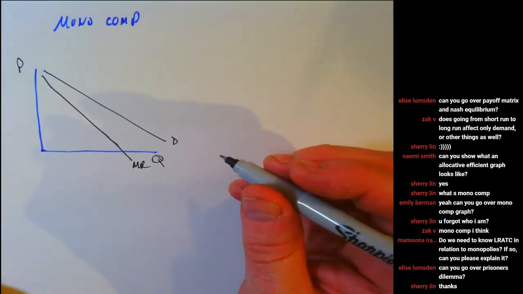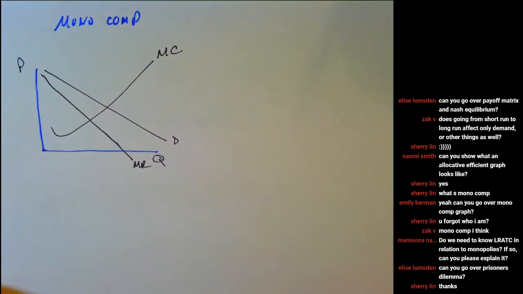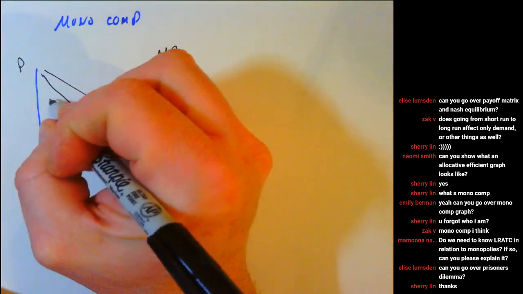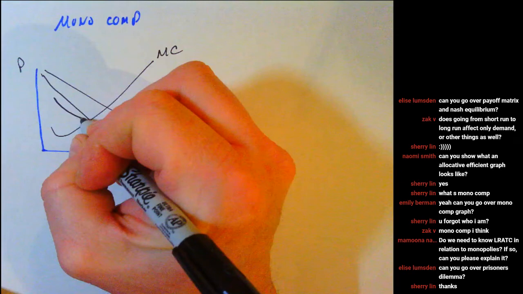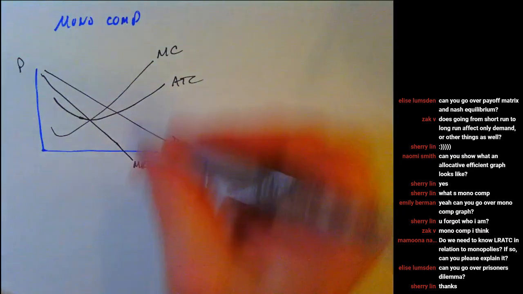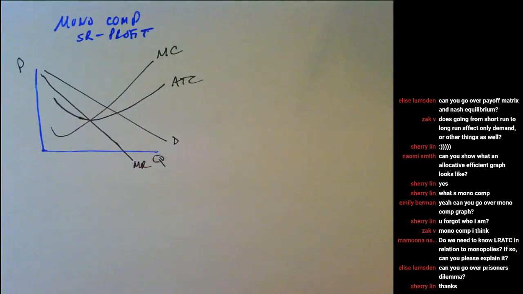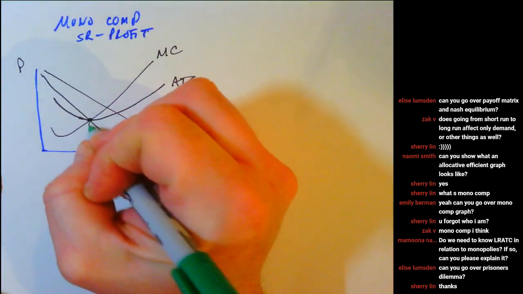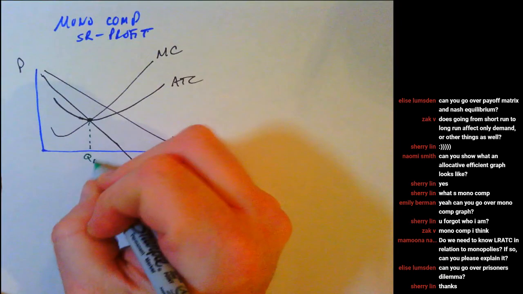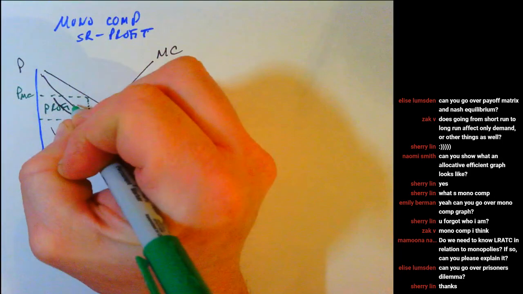So with monocomp, let me start off with, here's your marginal cost curve, and let's start off with ATC. Okay, so this is monocomp in the short run. Well, how do we know? Because they're making a profit. So MR equals MC right there, and I'm going to call this Q monocomp. We're going to come up here, and there's P MC. And if I go right there to ATC, this area is profit. Okay, so there's our monocomp.